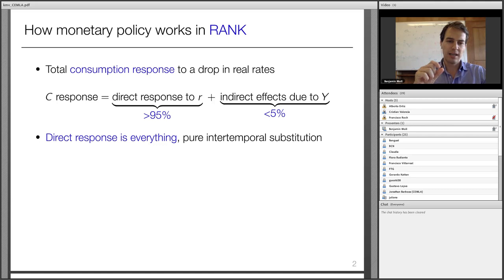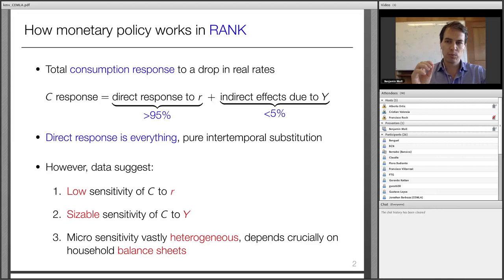It's all just about the impulse and not the multiplier. Now, what we want to argue is that this view of the world warrants some skepticism. First of all, I think it would be a stretch to argue that empirical evidence has found any strong evidence of direct effects of interest rates on consumption.